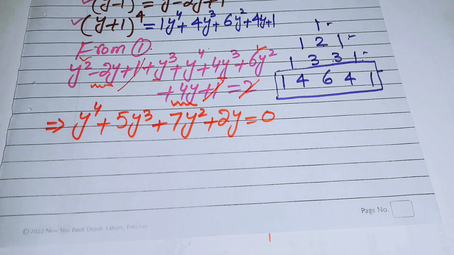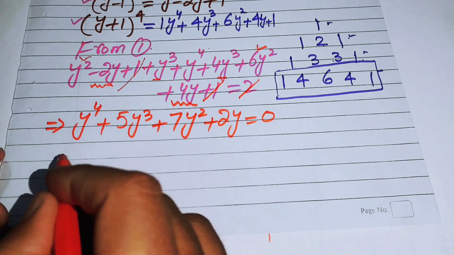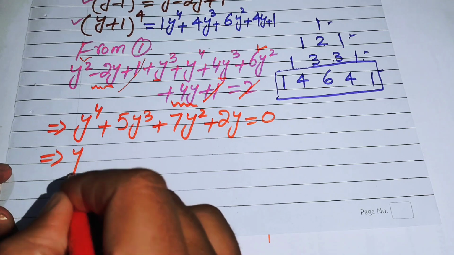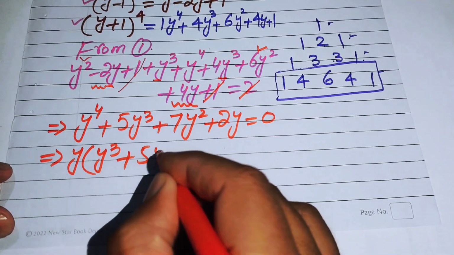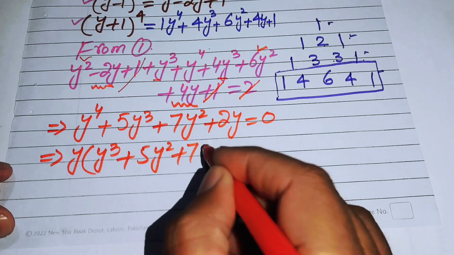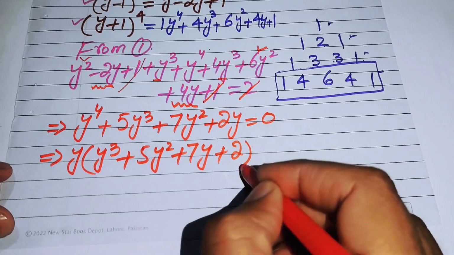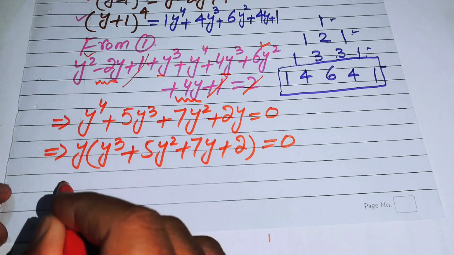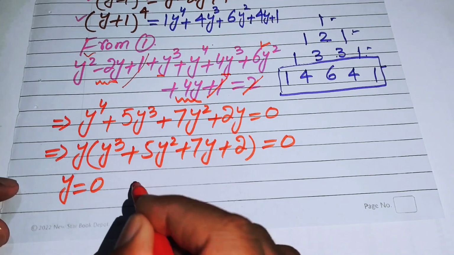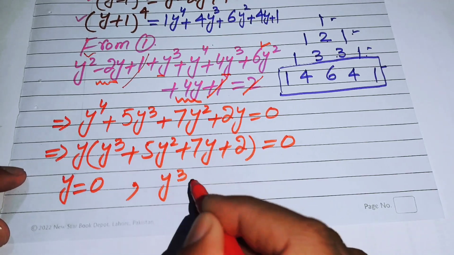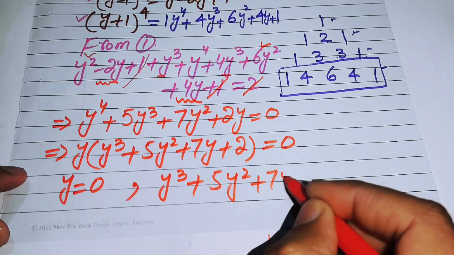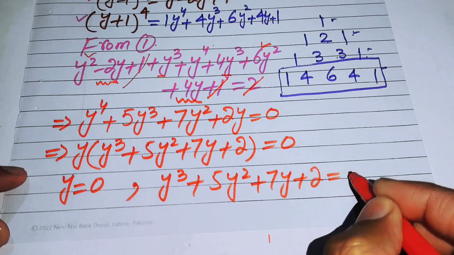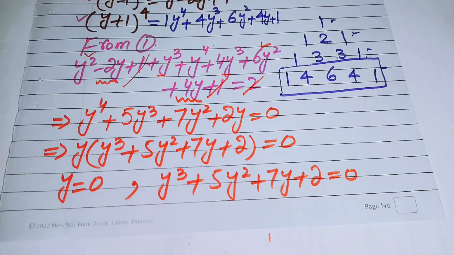So now you focus on the term, and you see that we have y as the common factor, so we will take it common, and you get y cubed plus 5 times y squared plus 7 times y plus 2 equals to 0. So here we have two cases. Our first case is y equals to 0, and the second is y cubed plus 5 times y squared plus 7y plus 2 equals to 0.